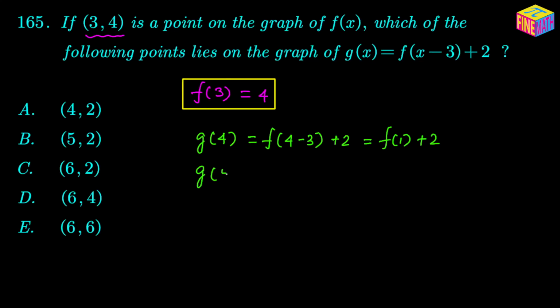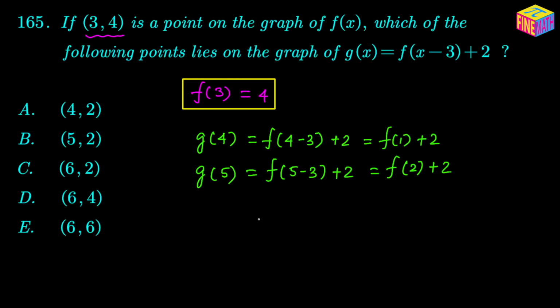Okay, let's try the next option, (5, 2). So if x is equal to 5, then g(5) would be equal to f(5 - 3) + 2. That means f(2) + 2. And again, we don't know the value of f(2). What we know is the value of f(3). We really don't know the value of f(2). So again, we cannot say for sure whether (5, 2) would lie on the graph of g(x).